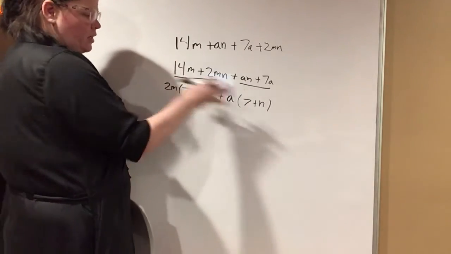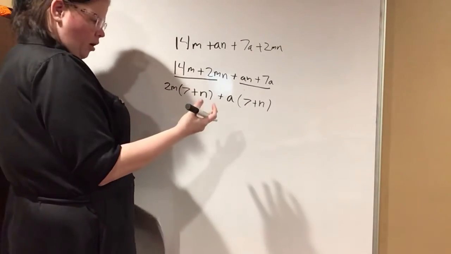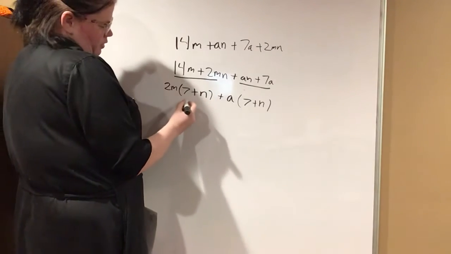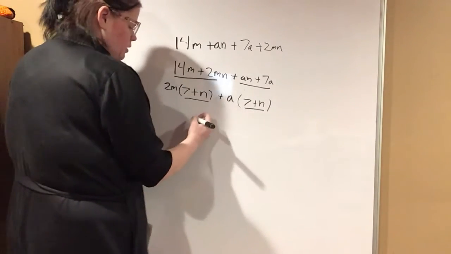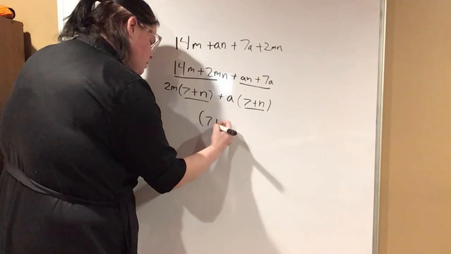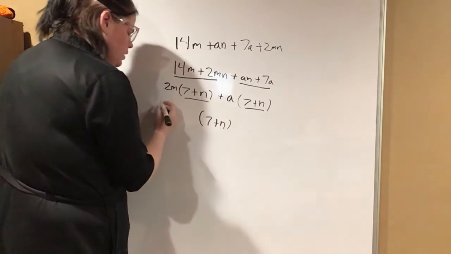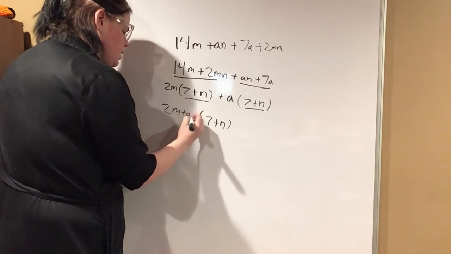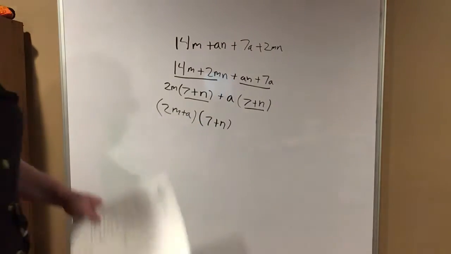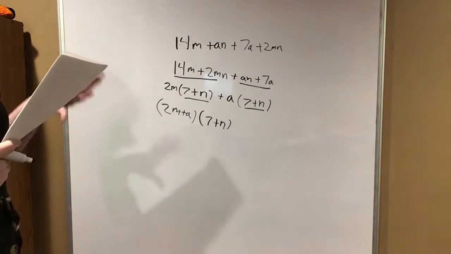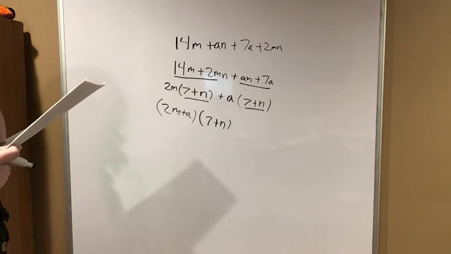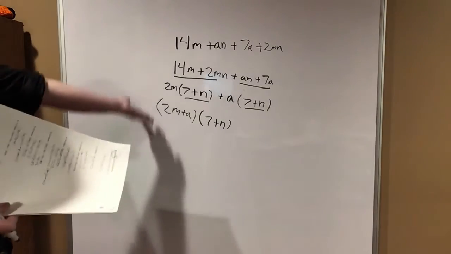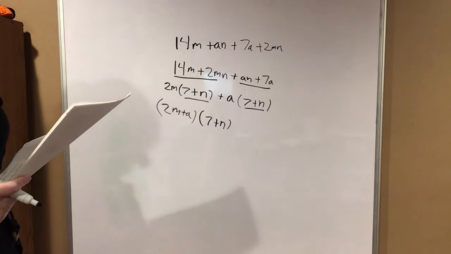So now looking at this, where are our factors that line up and are perfect? Well, this one and this one. So one of mine is 7 plus n, and the other one is 2m plus a. That's factor by grouping. Just moving things so it makes a little more sense in your head. And then I factored it all the way. Ta-da!